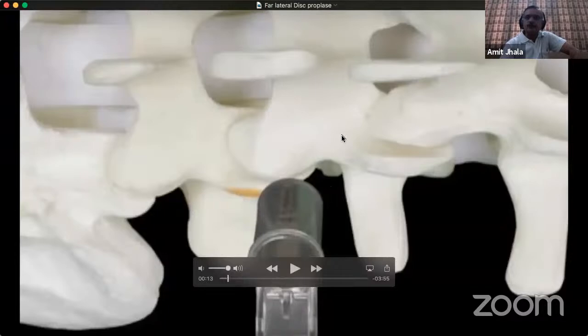This is what usually the docking point is in the model. You can see usually the root comes from here. This is the exiting root, and you are docking to the inferior transverse process and the facet joint. You cannot dock it here because then you will be directly at the exiting root. So you dock at the transverse process facet junction of the inferior side. So this is how the docking is done.